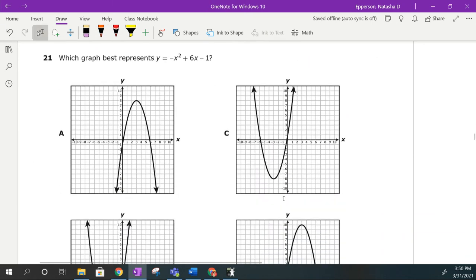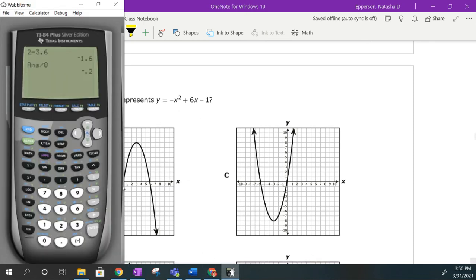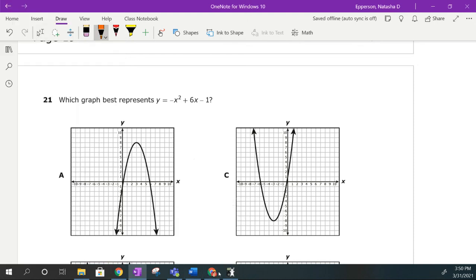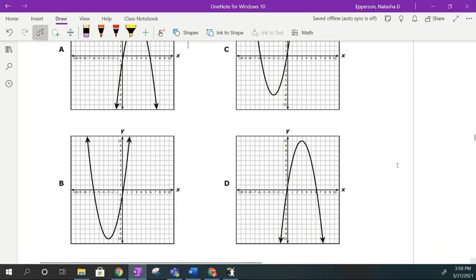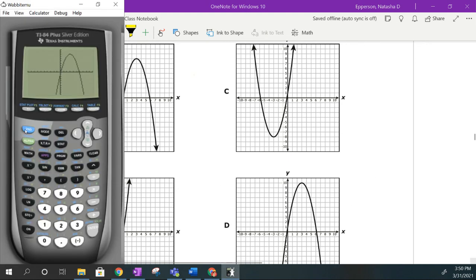Number 21, which graph best represents this function? The easiest way is just go ahead and graph it. So I'm going to go to y equals, I'm going to put negative x, I'm going to square it, plus, oops, that's 6x minus 1, and I'm going to graph it. It has it in my right quadrant, so it's either A or D. The difference between A and D is the vertex. So I'm going to go ahead and see if I can get the vertex.